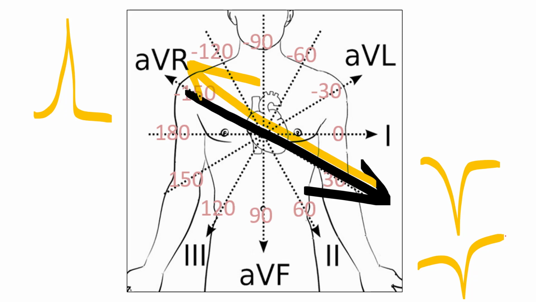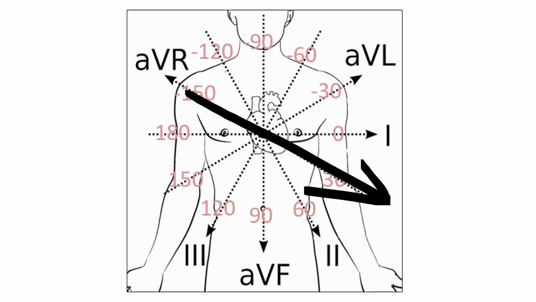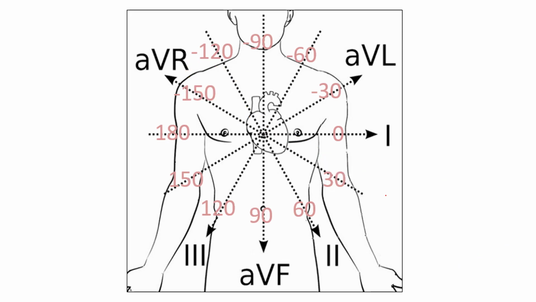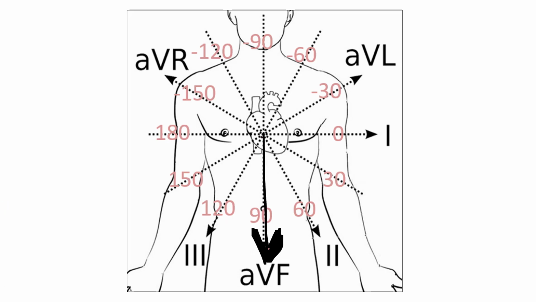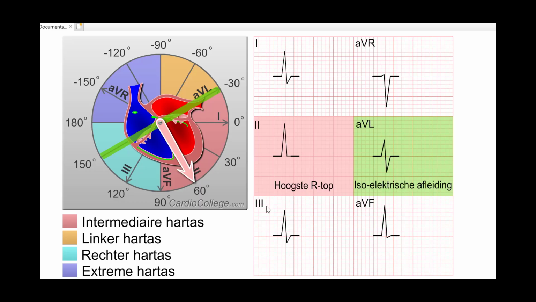So in this case, if our heart was depolarizing up, AVR would be positive and lead 2 or lead 1 would be negative. So let's look at this in a little more detail. If your heart was depolarizing down towards the floor, you would expect AVF to have a high peaked QRS. If it was moving away from AVF, going up towards your head, it would be negative.